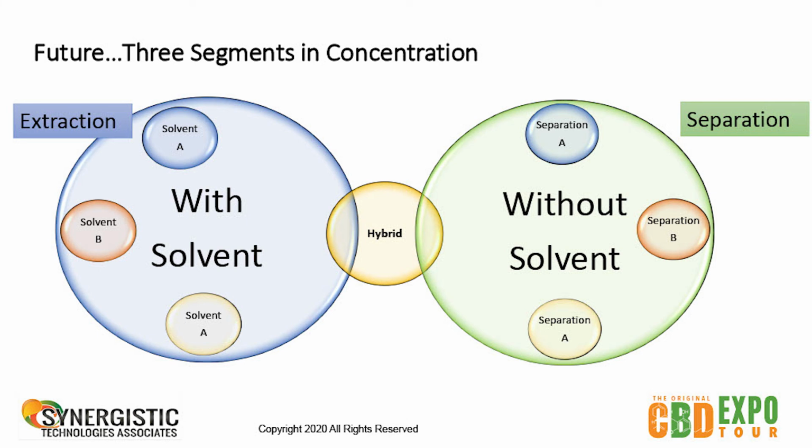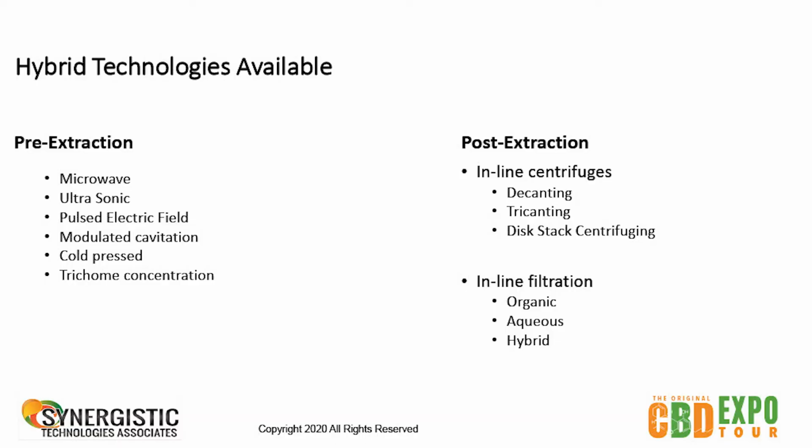Same thing happens with hybrids where you're able to do the same type of thing, but you're able to match them together. And so what you're trying to do is, with a solvent and without a solvent, match them together to be able to get as fast an extraction as possible using both processes. So things like that are pre-extraction: microwave, ultrasonic, pulse electric field, modulated cavitation, cold pressing, trichomes. And then post-processing, you're doing it in line with centrifuges and decanting and also inline filtration. So you have a lot of things that are available already today, and you can use these same things when you're trying to get small amounts of sample that you want to quantitate.